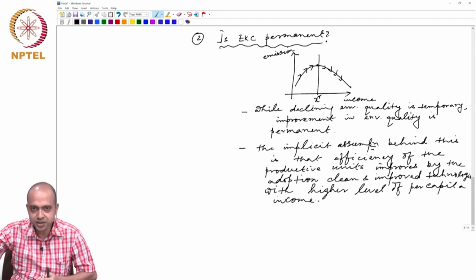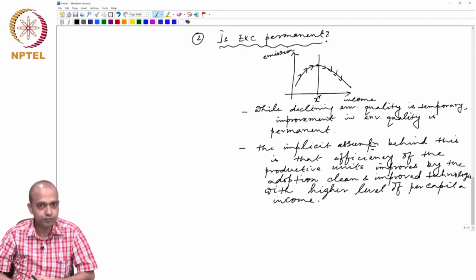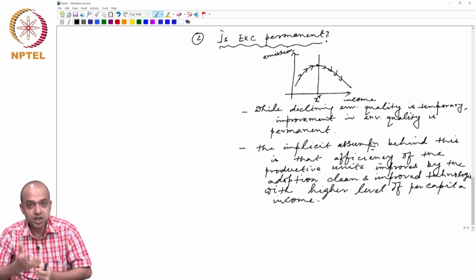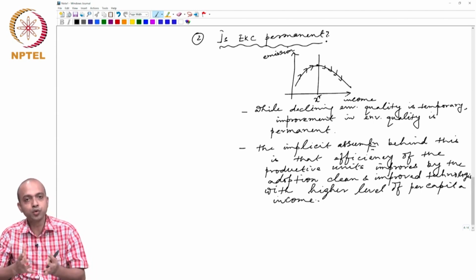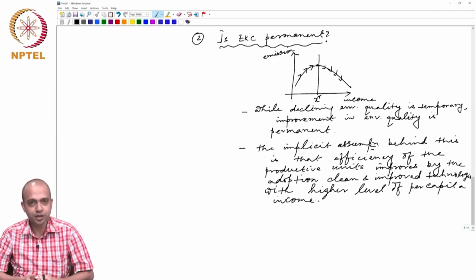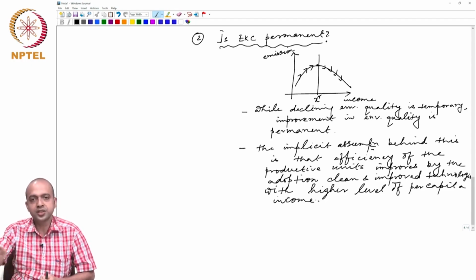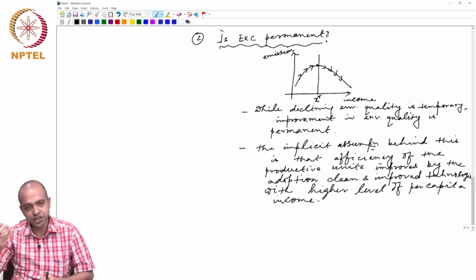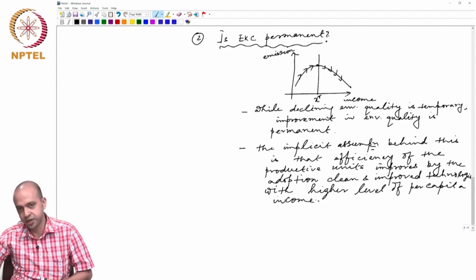As income increases, once the economy achieves this extra amount of per capita income, then a structural change in the production process takes place. Advanced and clean technologies are adopted by the productive units. Productive units become more and more efficient. They produce more output with lower amounts of pollution. So, environmental quality starts improving, and we experience the downward sloping portion of the EKC curve, which is generally permanent.